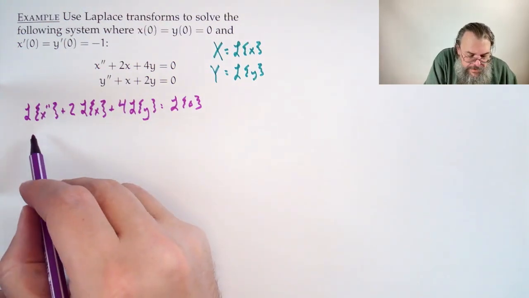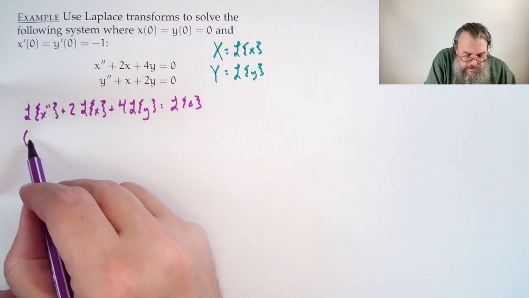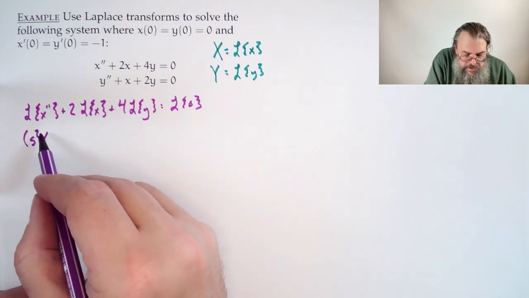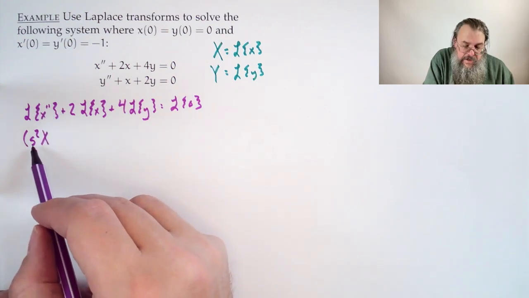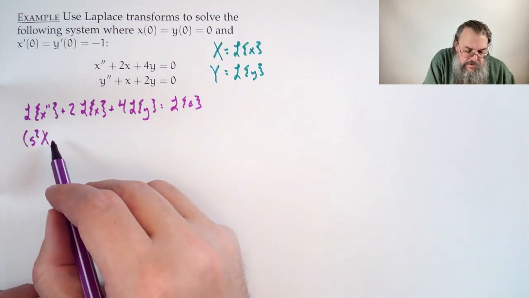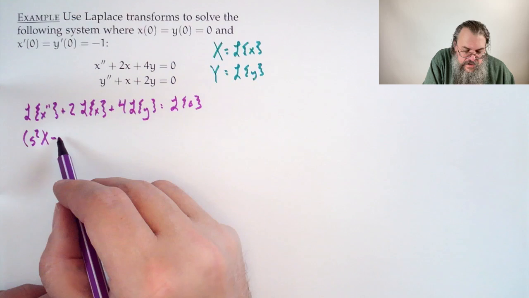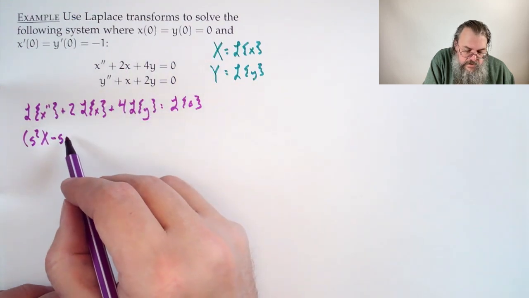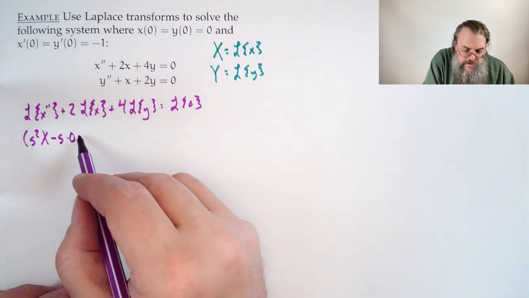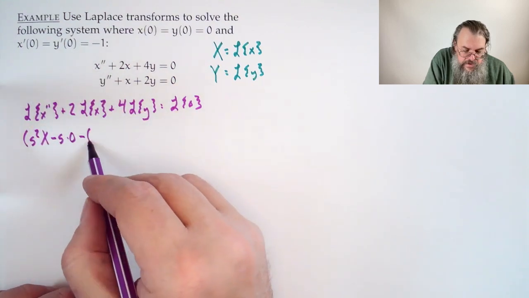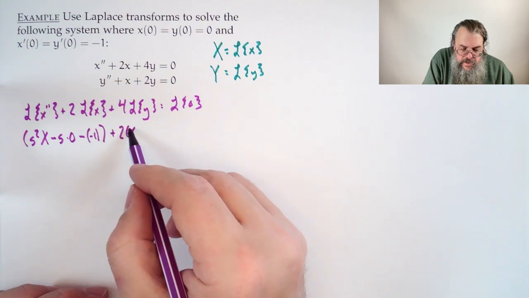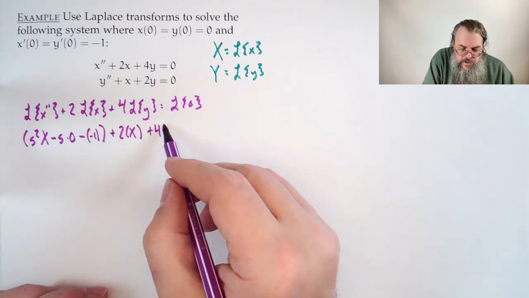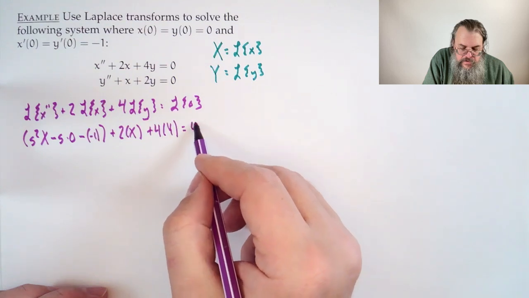So, what happens? Well, this term is going to become s squared capital X, how many remaining derivatives you have, that's the s to the power. So 2 derivatives, 2 s's. So s squared capital X, then we're going to subtract s times x of 0, well, that's s times 0, and then we're going to subtract x prime of 0, which is negative 1. All right, plus 2 capital X plus 4 capital Y equals 0.